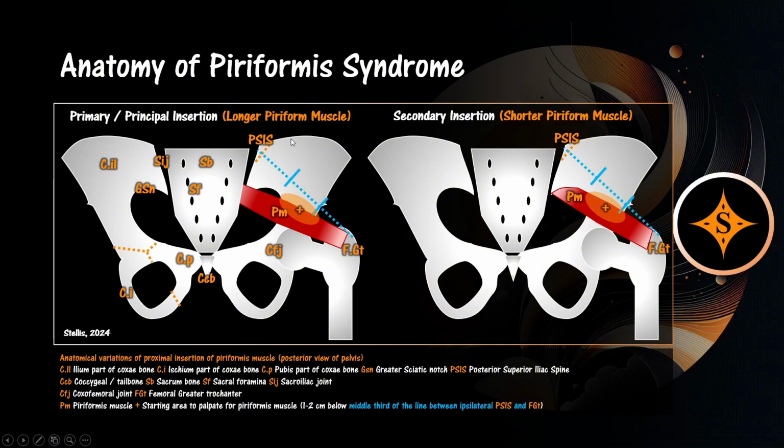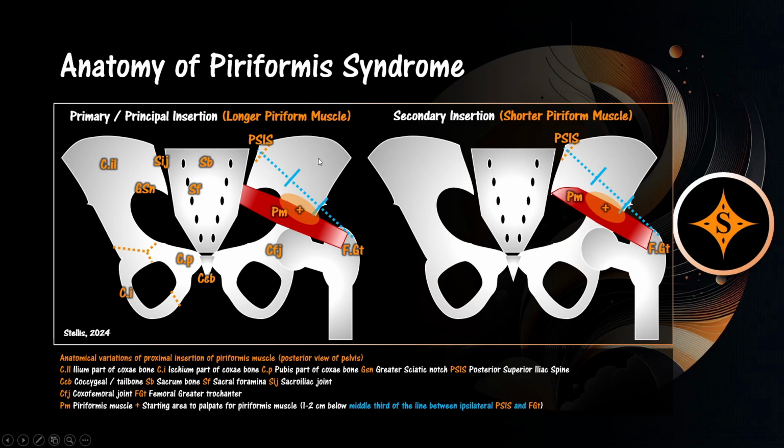And this blue line is an imaginary line that you take from the posterior superior iliac spine, PSIS. You take an imaginary line connecting PSIS to the greater trochanter. Both are palpable, even in fat subjects, except in extremely fat ones.